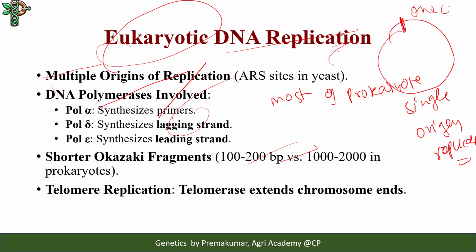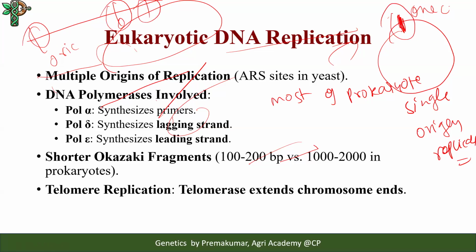That's why we can replicate the entire large genome in a very short time, because of multiple origins of replication. What does multiple origins of replication mean? Many sites exist on the DNA. Replication will start here, here, and here. But in prokaryotes, we have a single origin of replication, so replication occurs at a single origin. Eukaryotic replication occurs at multiple origins. That is the striking difference between the replication of eukaryotes and prokaryotes.